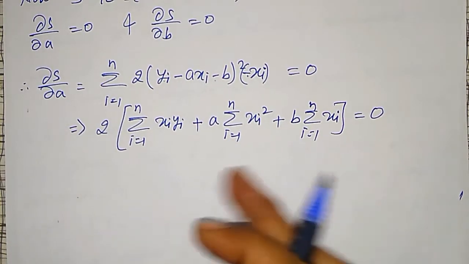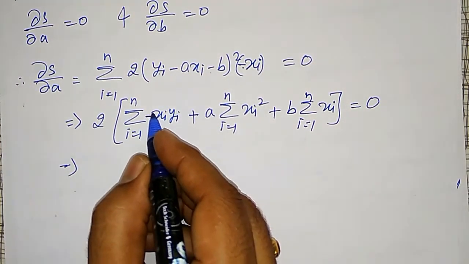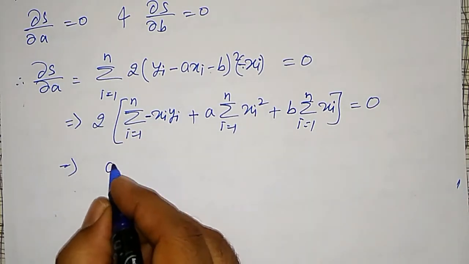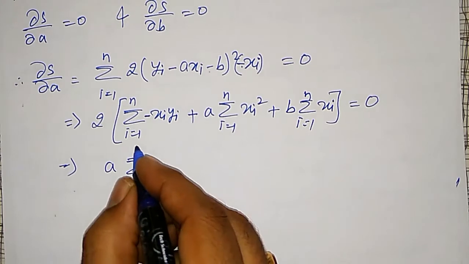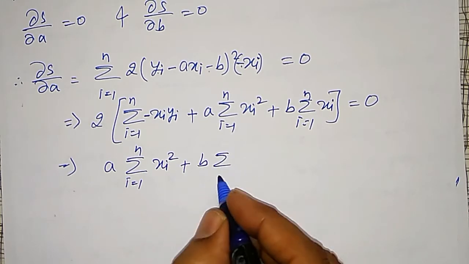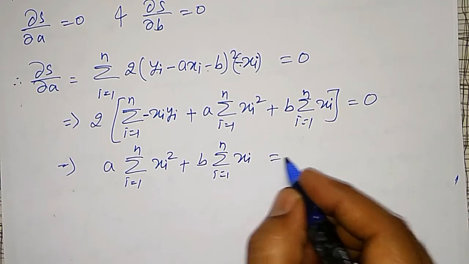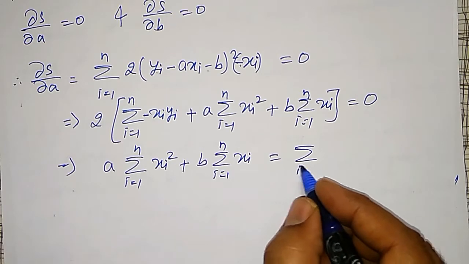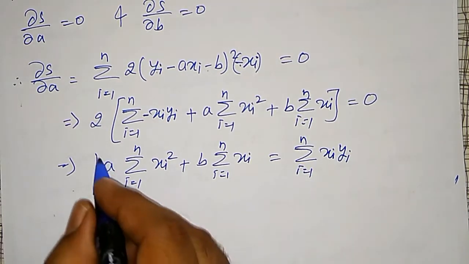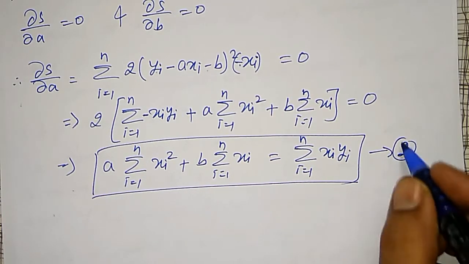Now this 2 shifted to the other side will become 0, and the minus sign is there. Outside, I can write a minus; this one shifted to the other side implies a into summation i equal to 1 to n xi squared plus b into summation i equal to 1 to n xi must be equal to summation i equal to 1 to n xi into yi. This is one equation, I will call this equation number 2.